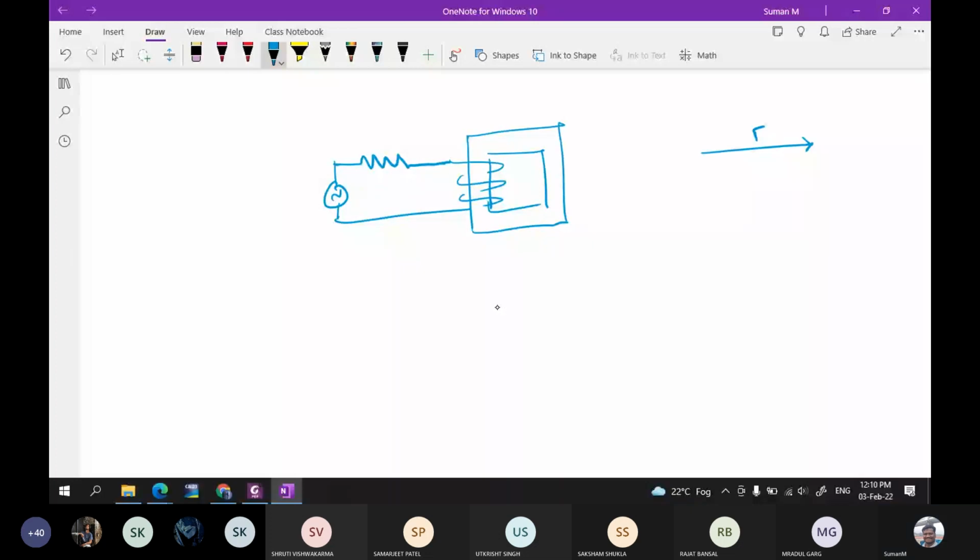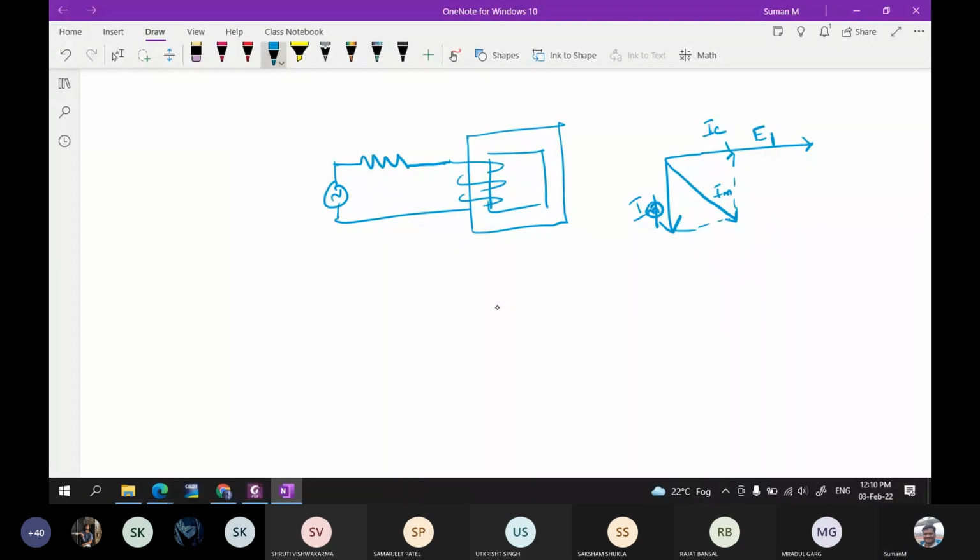voltage drop. Then we saw IC, that is the core loss component. Then we saw the I magnetization component. Then we saw the resultant current. Okay, this is the flux that is creating the flux. Then the I magnetization part. We saw this current.